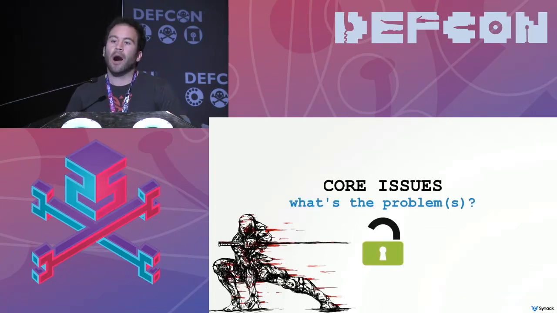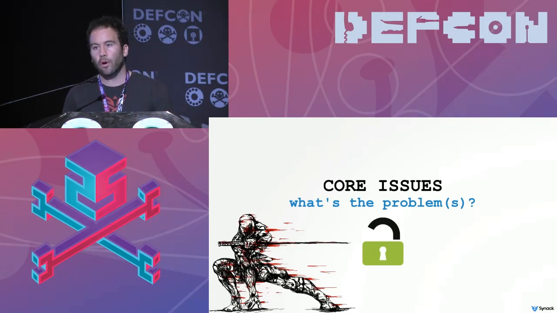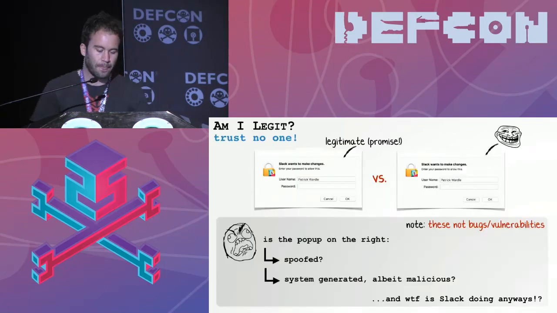Okay, so that was a behind the scenes look at what happens when an application requests or needs to perform some action at a higher privilege level. Now let's talk about how to abuse this process, starting with some core or fundamental issues.